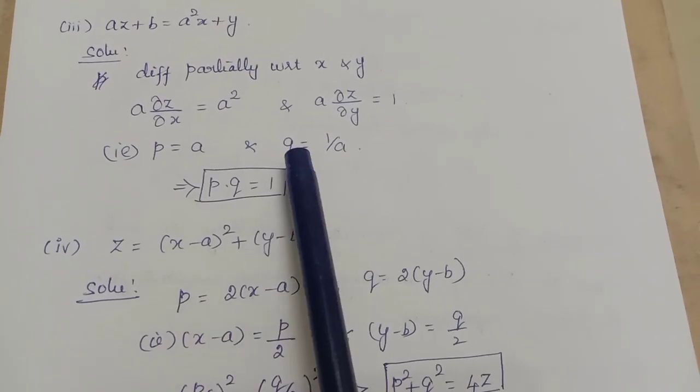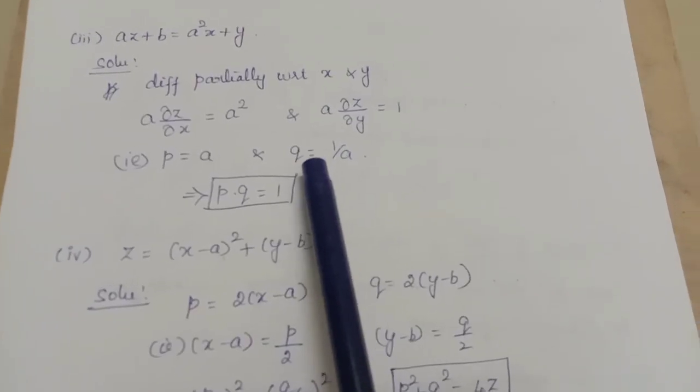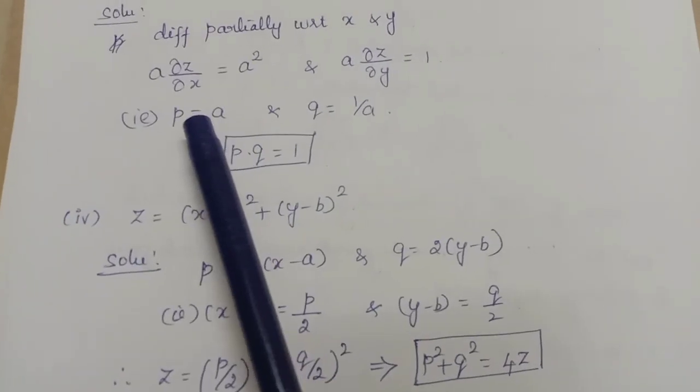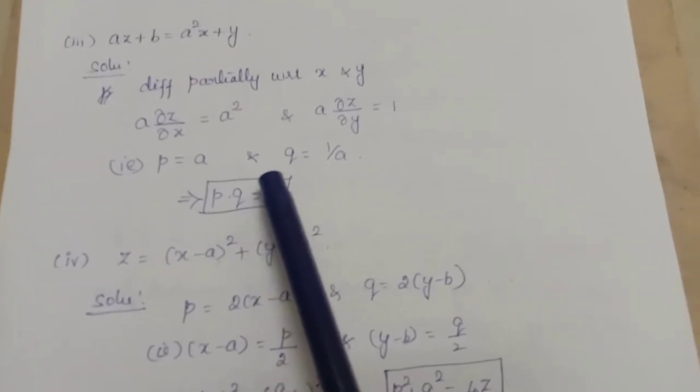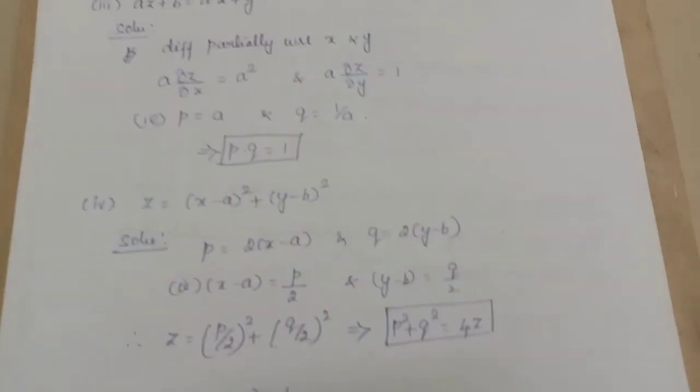See here p equal to a but q equal to 1 by a. So what can I do? Multiply these two equations. What will you get? p into q equal to 1. So this is the partial differential equation for this particular problem.